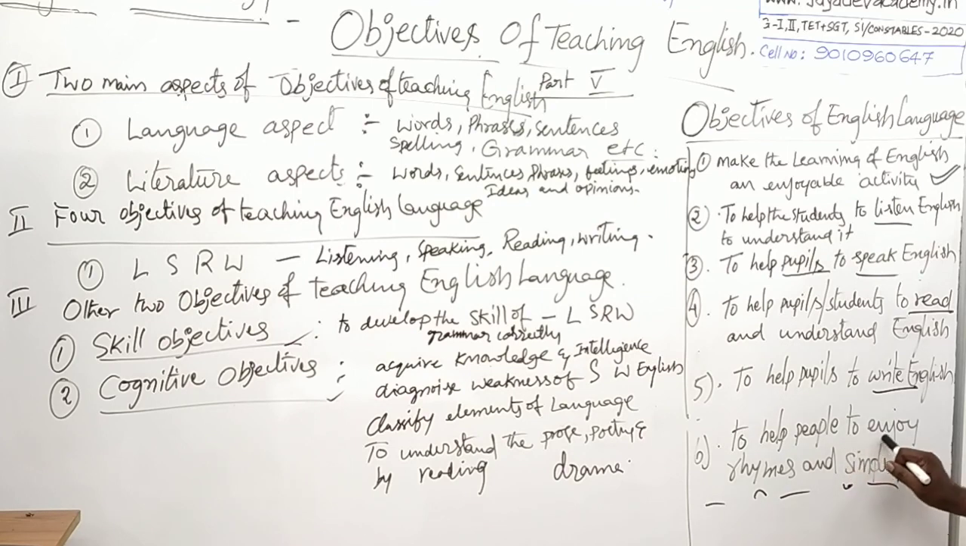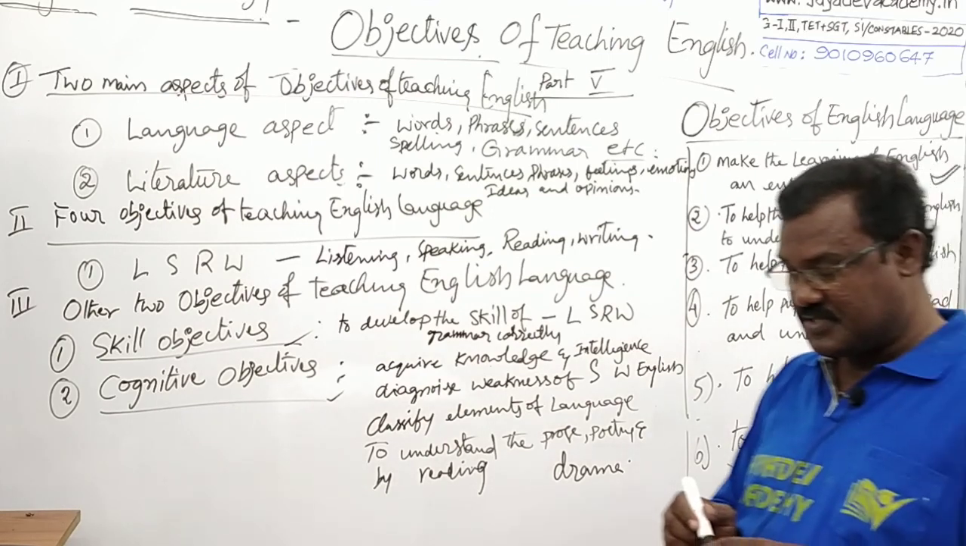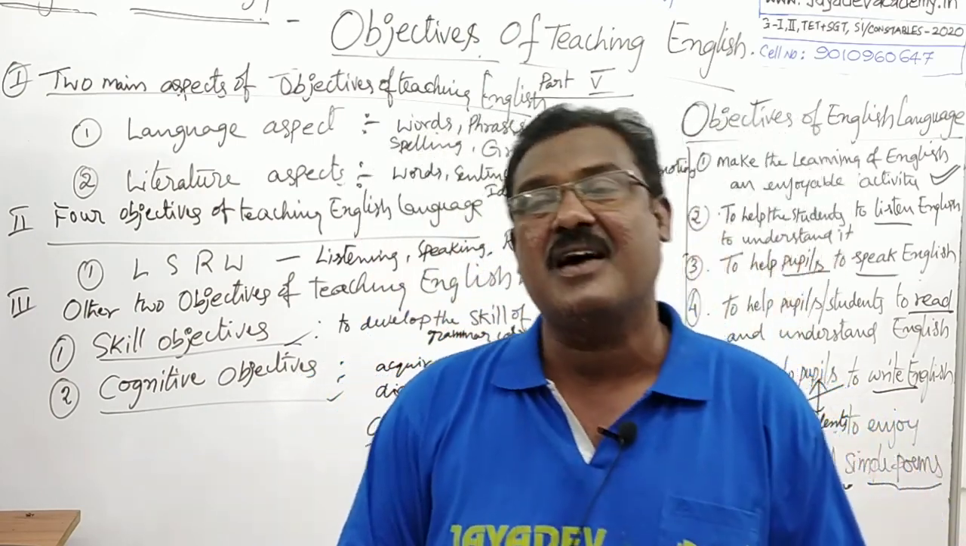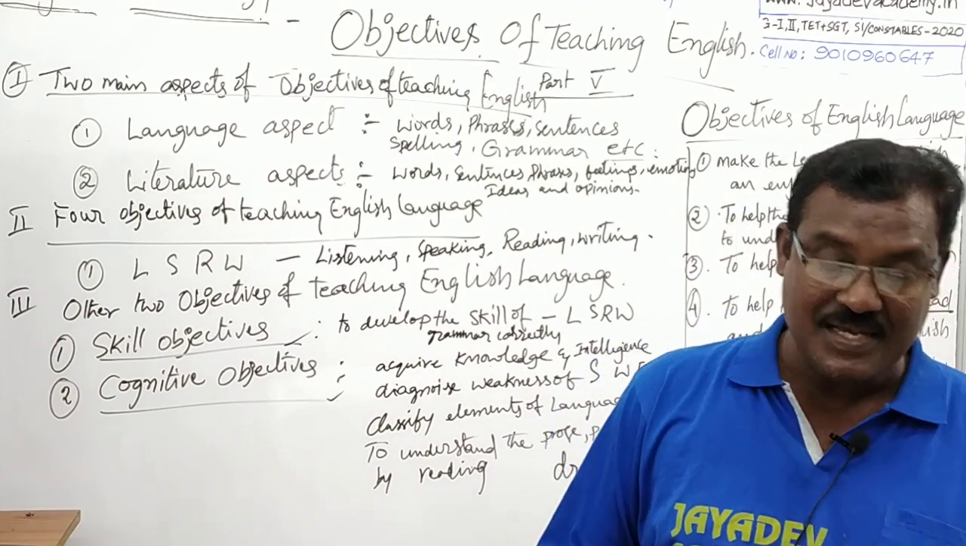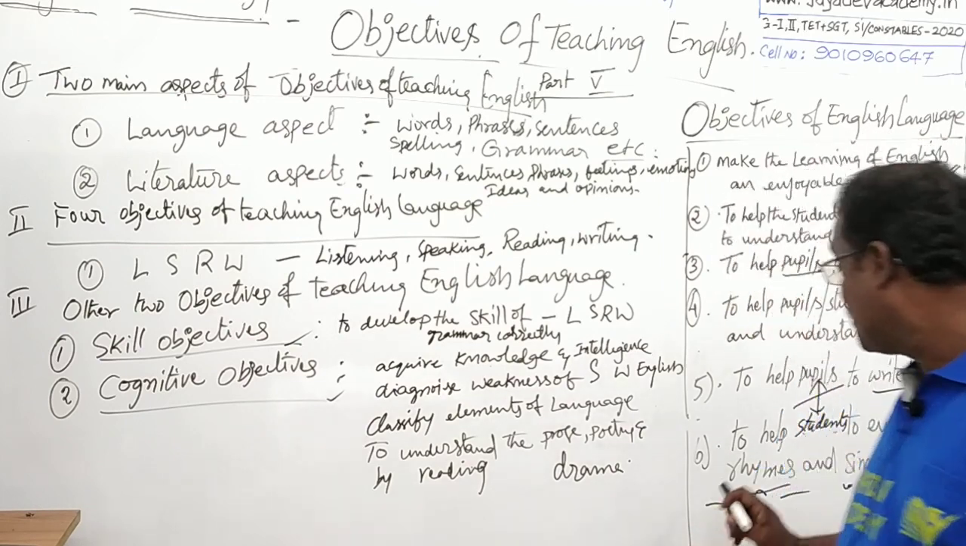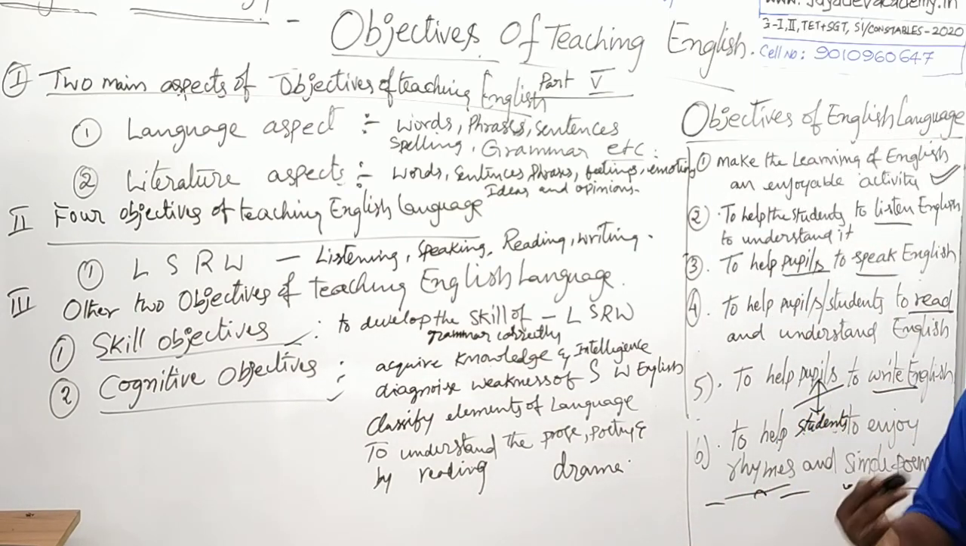And the last one is to help pupils, students, or pupils, both are the same, to enjoy rhymes and simple poems. The teacher should be in the position to learn by heart some rhymes and some poems, so that the students also will develop interest, and the teacher should make them learn some rhymes and simple poems by heart.